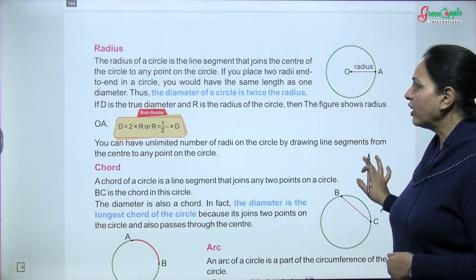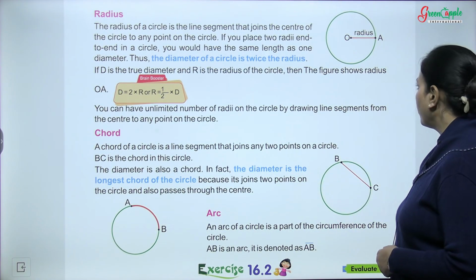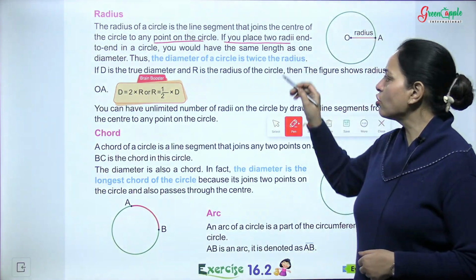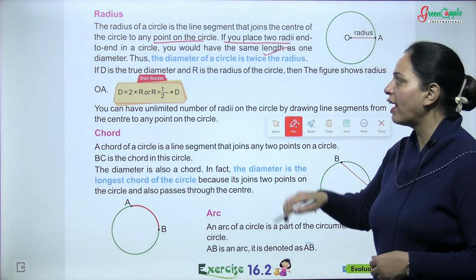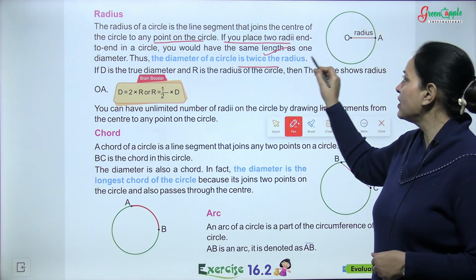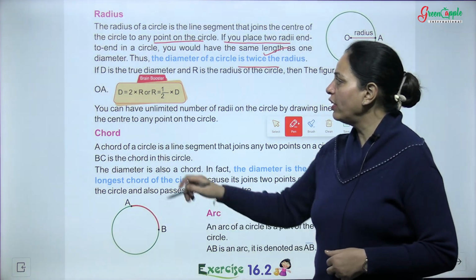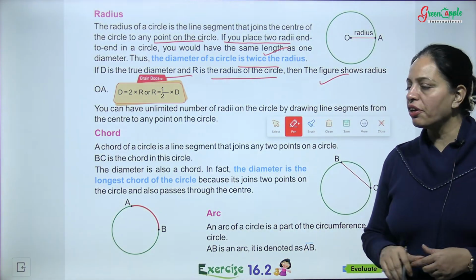So next is radius. The radius of a circle is a line segment that joins any one point on the circle with the center of the circle. If you place two radii end to end in a circle, you would have the same length as one diameter. Thus, the diameter of a circle is double the radius, twice the radius. So, if D is the diameter and R is the radius, what is the relation?